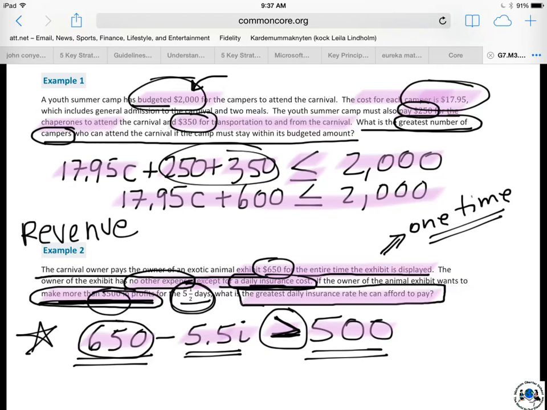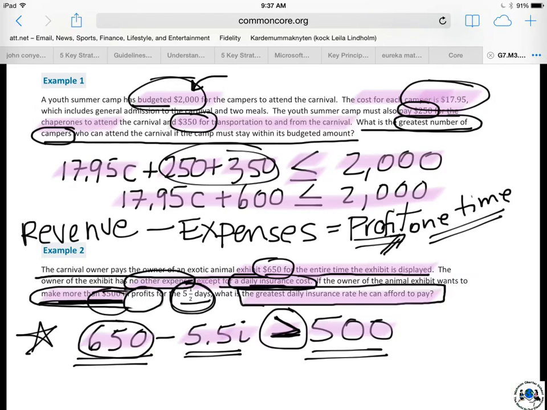Okay, so always thinking, we mentioned this idea of profit. Anytime there is profit, let me uncover profit since I messed it up there. Whenever you see profit, remember you're going to have revenue minus expenses, and it's going to be equal to your profit. So we have revenue, and you subtract away expenses, and that's what we've done here. This is the revenue, and these are our expenses. Okay, all right. So let's go ahead and solve this one.